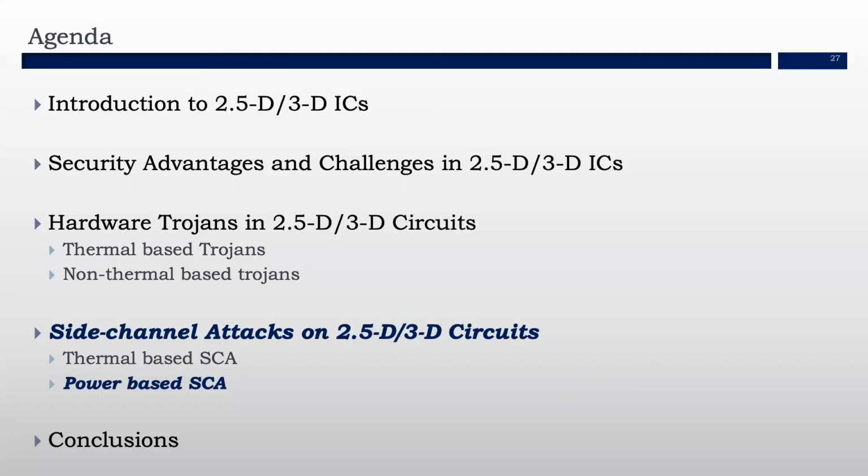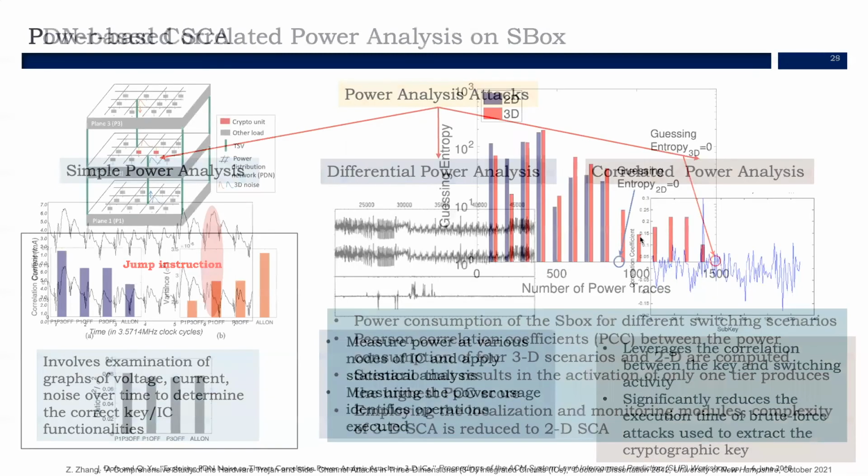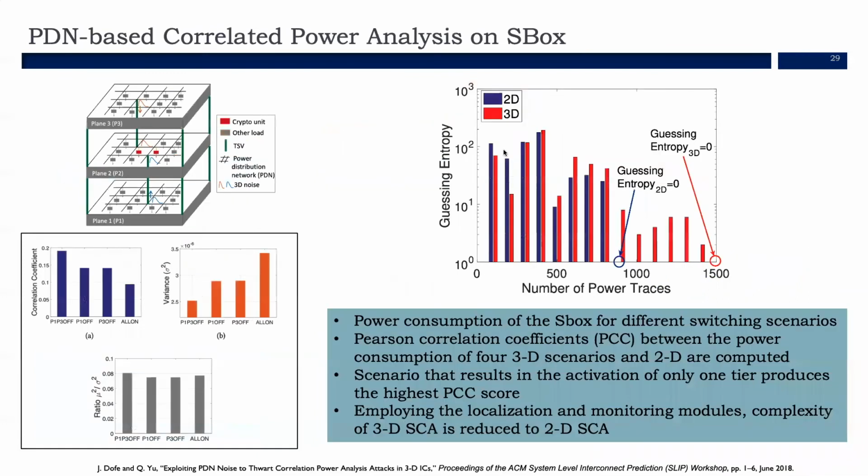Coming to the power-based side channel analysis, the power-based side channel consists of simple, differential and correlated power analysis, out of which the correlated power analysis produces the most accurate results. And therefore, the further discussion on the power-based side channel is based only on the correlated power analysis. So this is an example of using the correlated power analysis on the S box of the AES key.